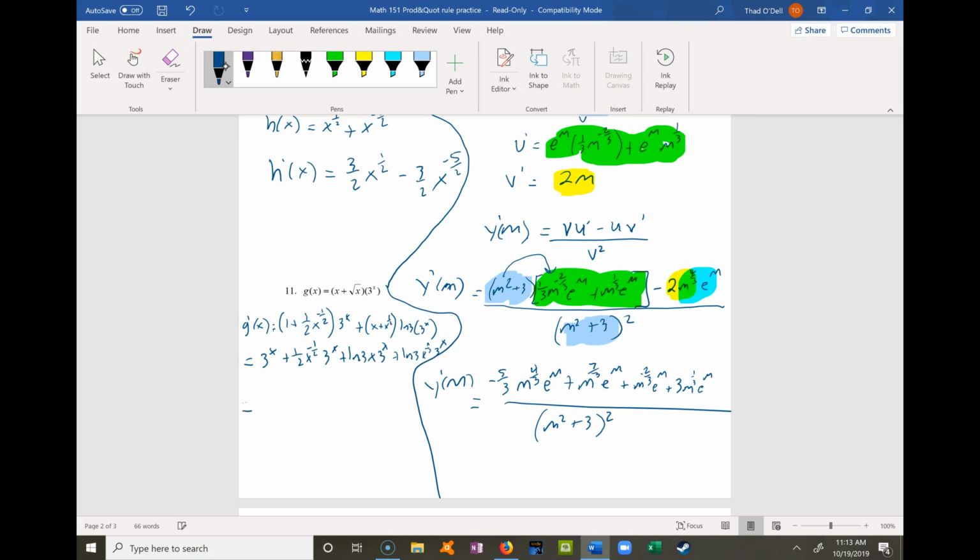Let me write that a little clearer down here. So that'd be 3 to the x plus 1/2 x to the negative 1/2, 3 to the x plus ln 3 times x times 3 to the x plus ln 3 times x to the 1/2 times 3 to the x. A little bendy there.